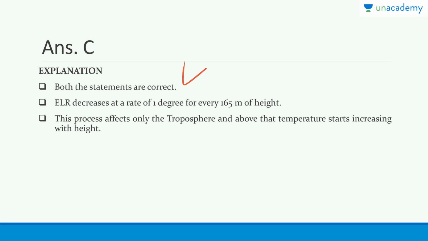ELR is like, let's assume, every 1 kilometer the temperature falls by 6 degrees. So 1 degree at a rate of 165 meters of height, and this process affects only the troposphere, and above that temperature starts increasing with height, and then it varies from local phenomena.